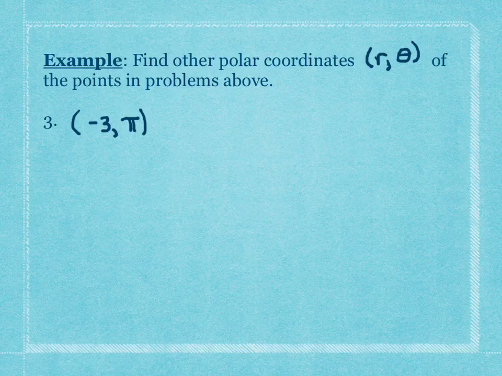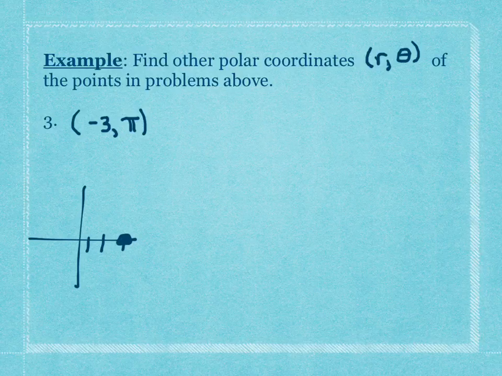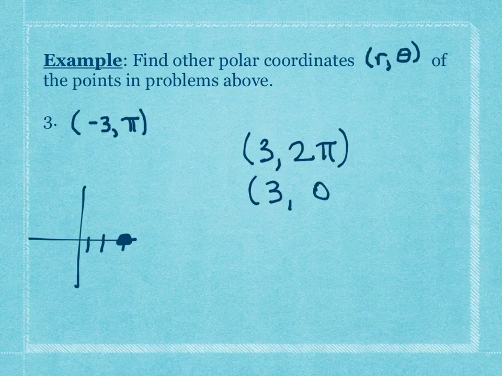So taking a look back at negative 3, pi, we actually were right here where we ended, right? So let's write this in another way. How else could I have done this? Instead of going negative 3 and then going around pi, what could I have done? 3, 2 pi. I could have gone 3 and 2 pi. That's good. Sure. Somebody else was thinking something else, I know. 3, 0. You could have gone 3, 0.